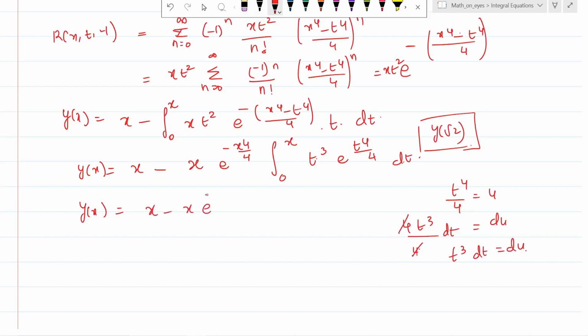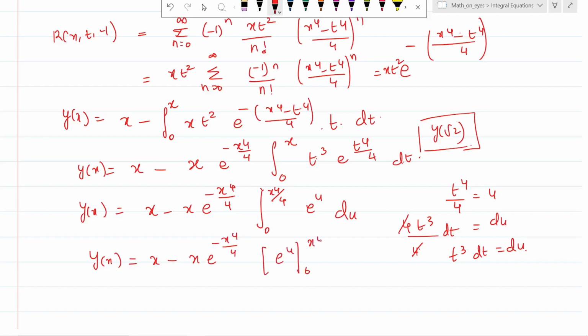So x minus x into e to the power minus x power 4 by 4 integral 0 to x. So we have to change the limit also. If t is going to 0, we have u going to 0. So integral is going to 0. And then upper limit is when t is moving to x, our u will be moving to x power 4 by 4. This t cube into dt will give you du, and e to the power t power 4 by 4 will give you e power u. So it is y of x is equal to x minus x into e to the power minus x power 4 by 4, and then integration of e power u is e power u itself, e power u from 0 to x power 4 divided by 4.